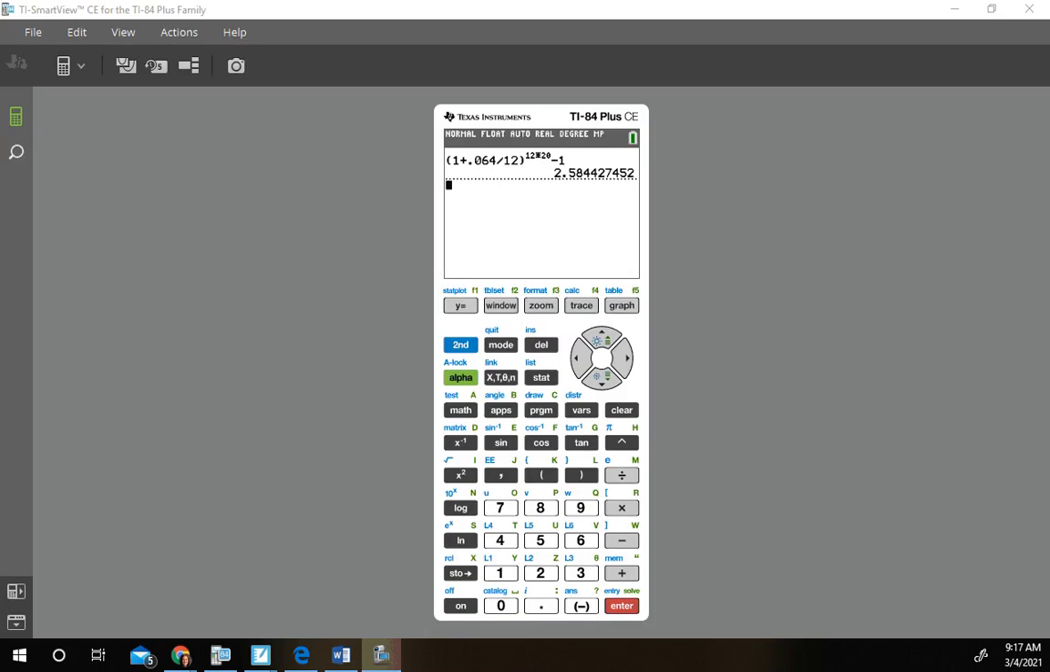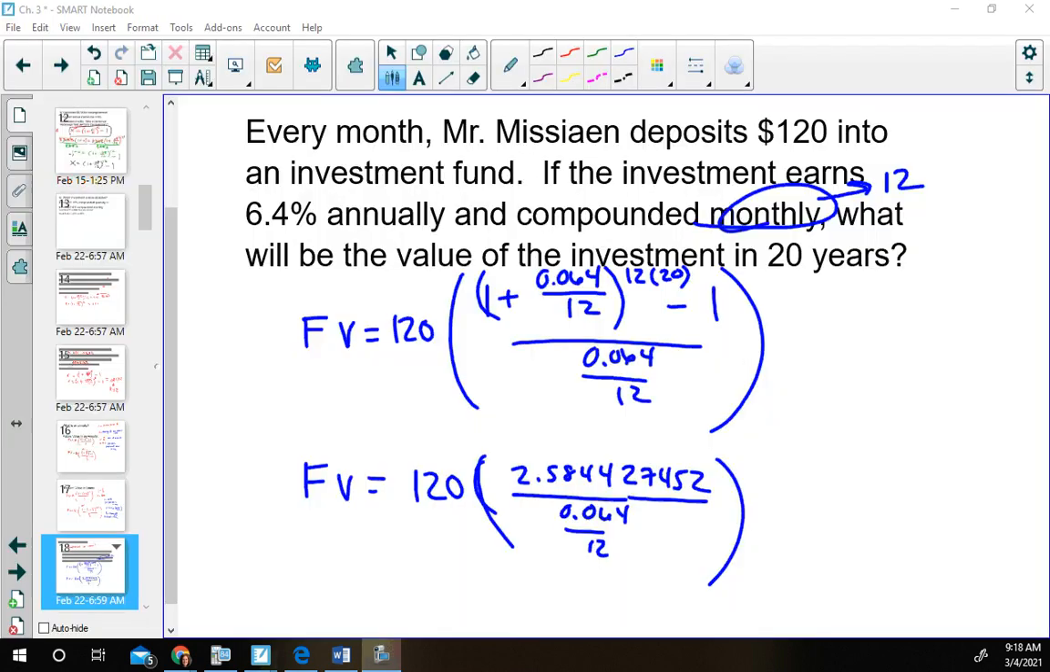All right, so here is my top of it right here. So I got my 1 plus the rate divided by the periodic time to the power of the periodic time times time minus 1. So I'm going to fill this in for the top now. All right, so there it is filled into my top. So now I'm going to divide by the bottom.